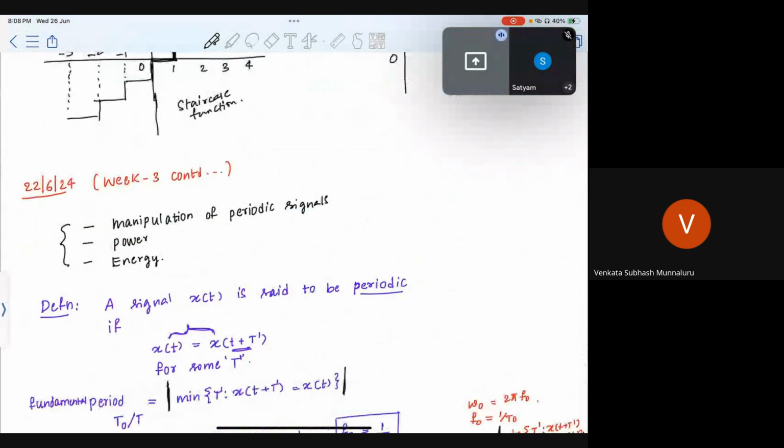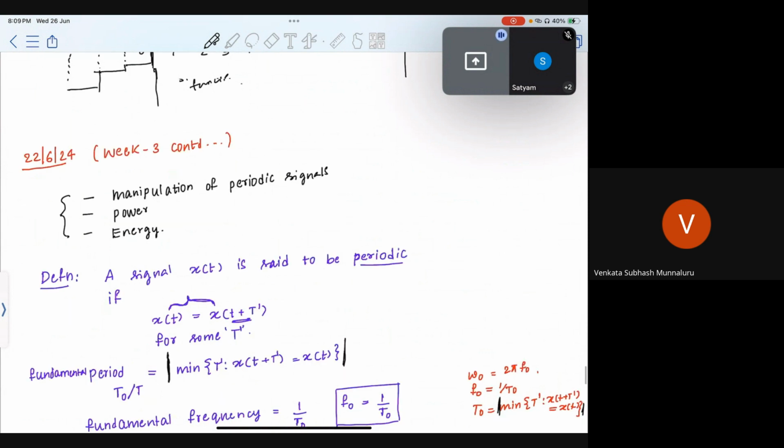But anyway, I'll pause for a while, and if you have any doubts regarding the content in these three parts, manipulation of periodic signals, or power or energy, we can discuss for some time. Do you have any questions on these topics? I would just do a quick recap on these things.